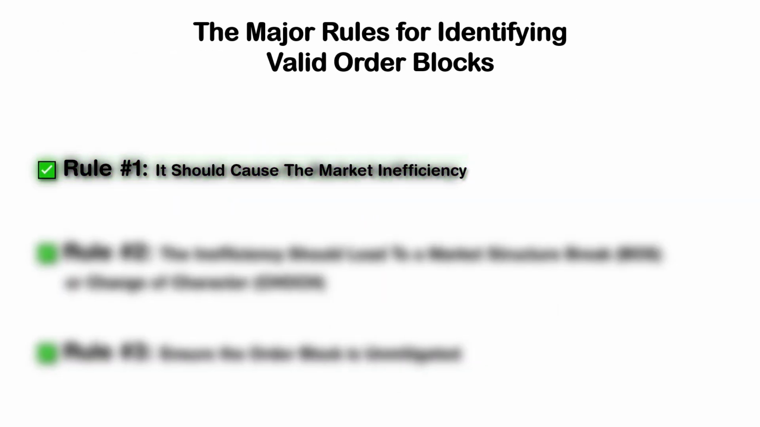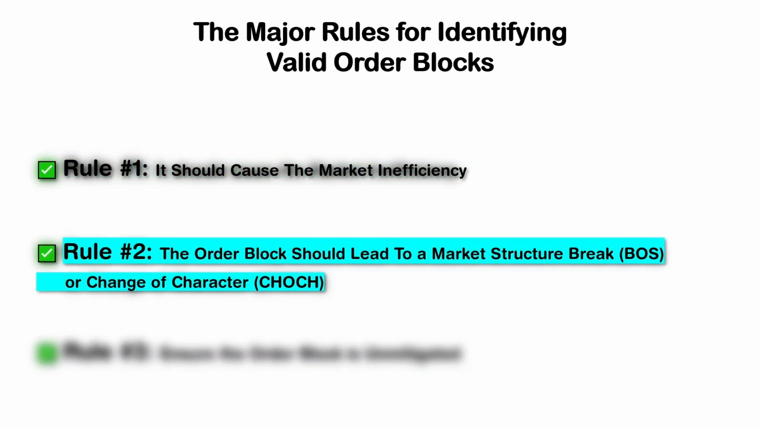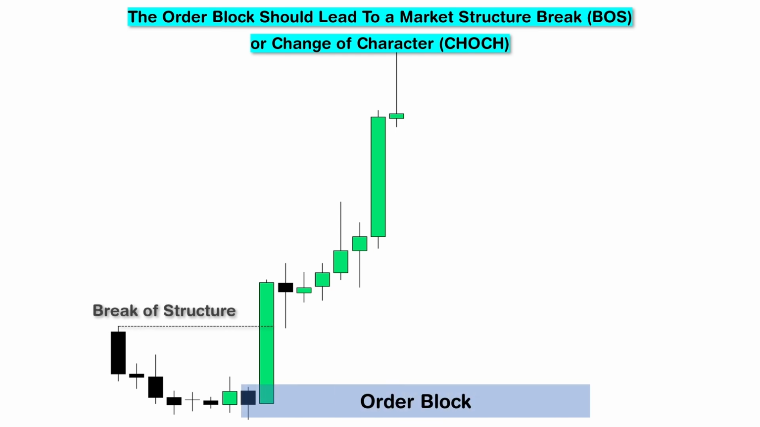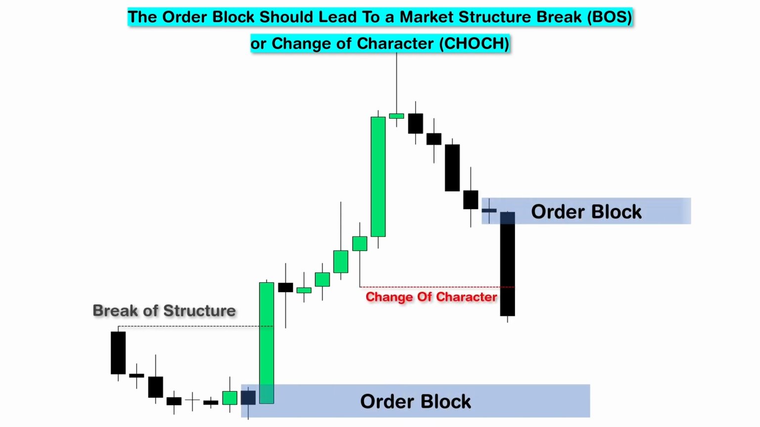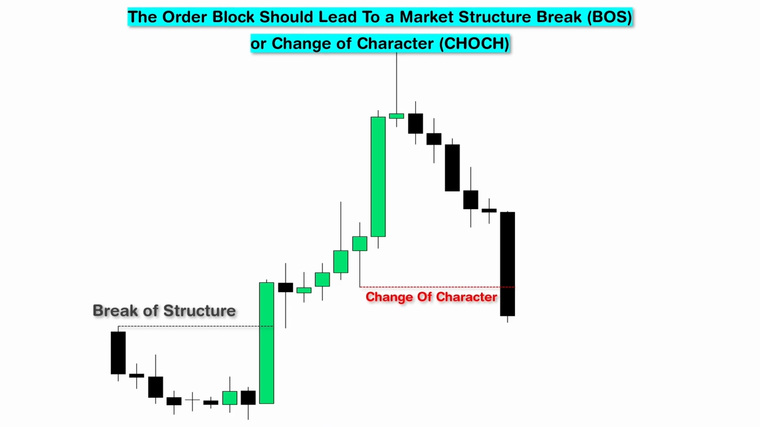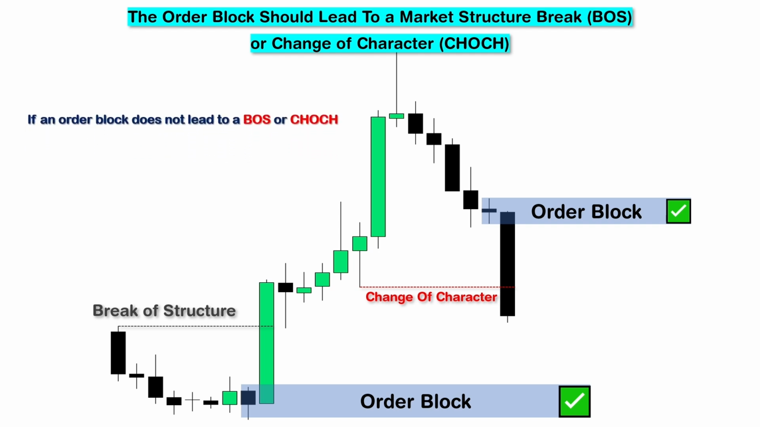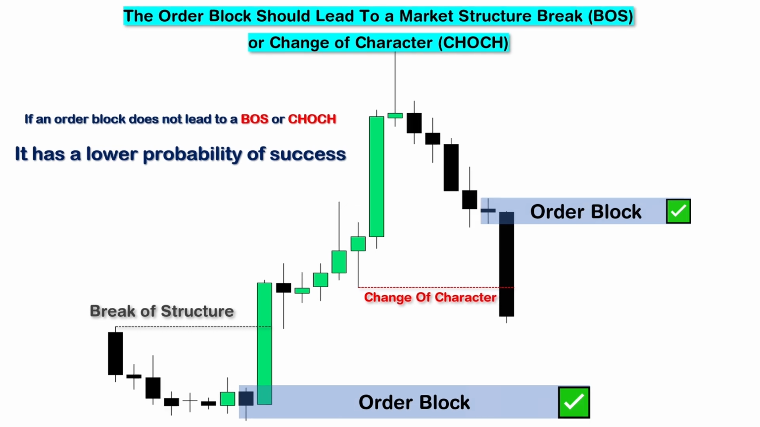Rule number 2. The inefficiency should lead to a market structure break or change of character. What does this mean? For an order block to be valid, the inefficient price move should result in either a break of structure or a change of character. A break of structure confirms trend continuation, while a change of character signals a potential trend reversal. A break of structure suggests that the market is maintaining its trend, making continuation order blocks more reliable. A change of character indicates that the market may be preparing to reverse, making reversal order blocks viable. If an order block does not lead to a break of structure or change of character, it has a lower probability of success.